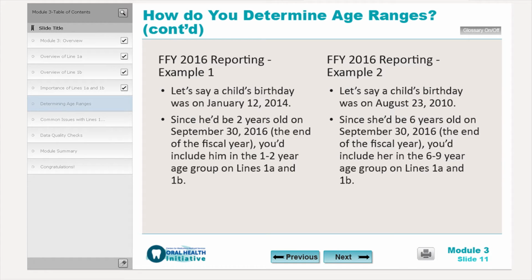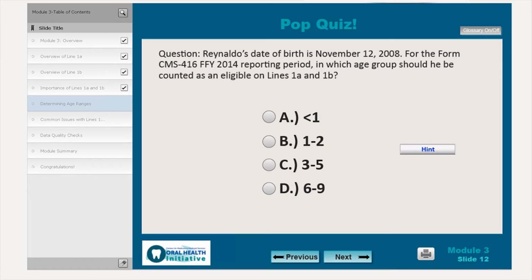In our second example, we'll still assume we are reporting for federal fiscal year 2016. Let's say now that a child was born on August 23, 2010. This child would turn 6 on August 23, 2016. She would still be 6 years old on September 30, 2016, the end of the 2016 federal fiscal year, so you'd include her in the 6 to 9 year age group on lines 1A and 1B.